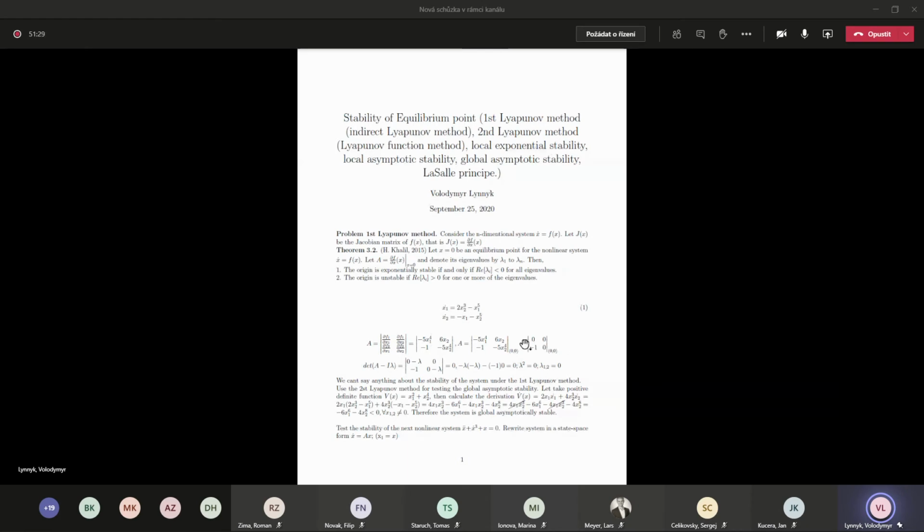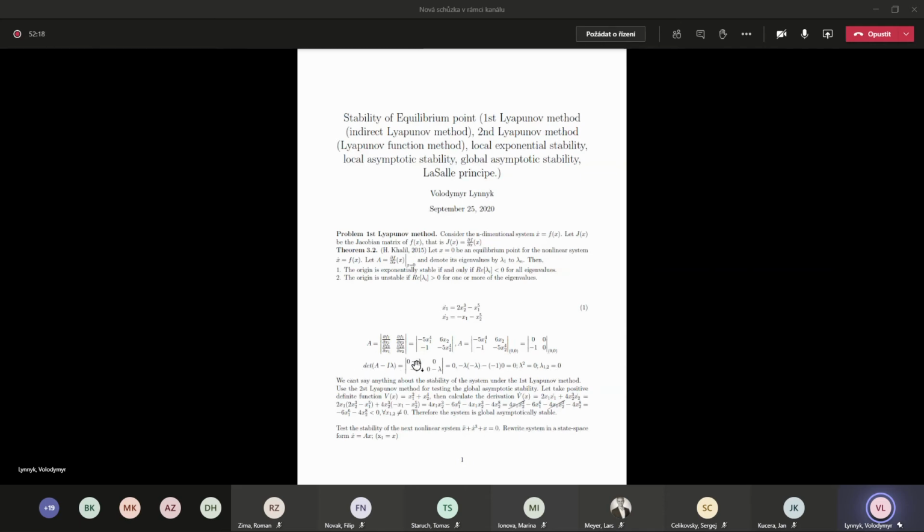but the result is the same, because x1 and x2 equal 0, and then we need to find the eigenvalues. The determinant of A minus lambda I equals 0: minus lambda, 0, minus lambda, minus 1 equals 0. Then we calculate: minus lambda times minus lambda minus the product of minus 1 and 0 equals 0, so lambda squared equals 0, and then lambda 1, 2 equals 0.